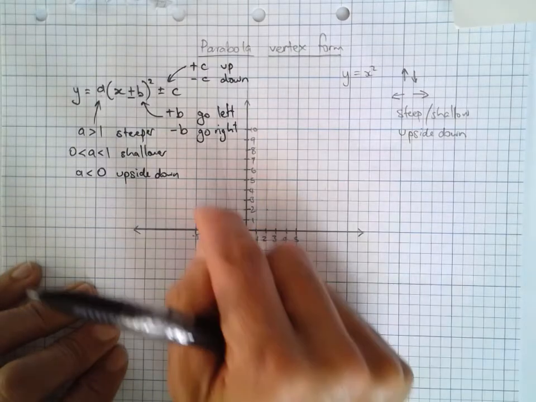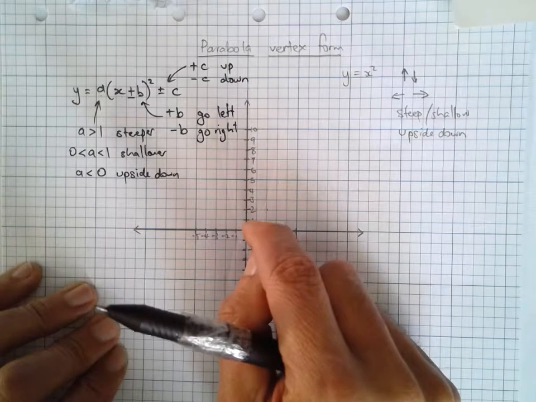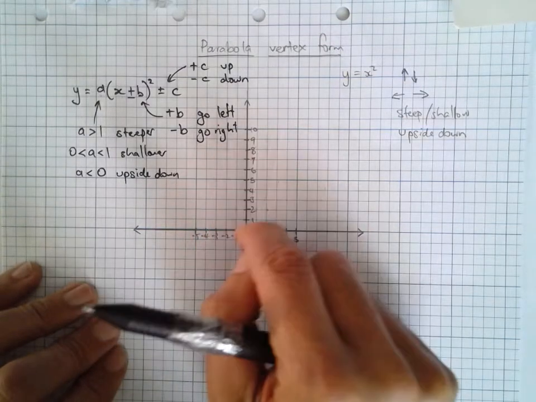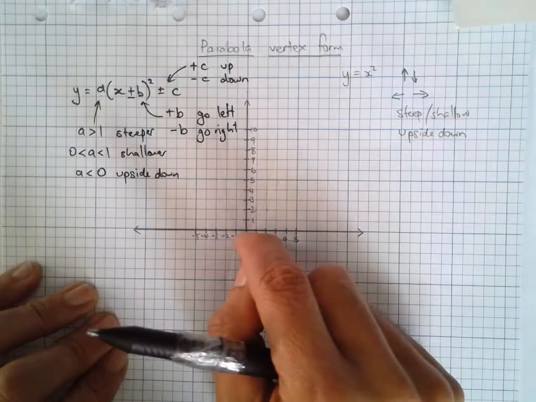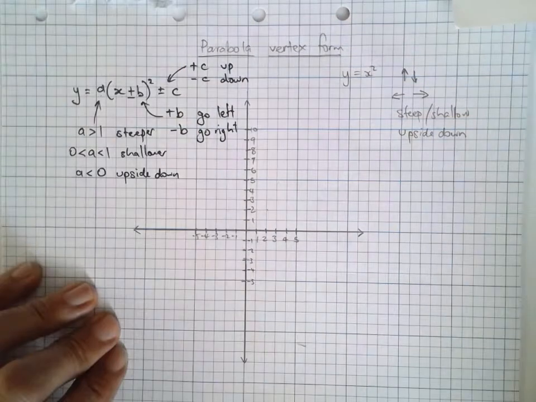standard parabola, y equals x squared, and I can move it up and down using c. I can move it left or right using b, and I can make it steeper, tighter, or shallower, wider, or even upside down using a. So let's look at an example.